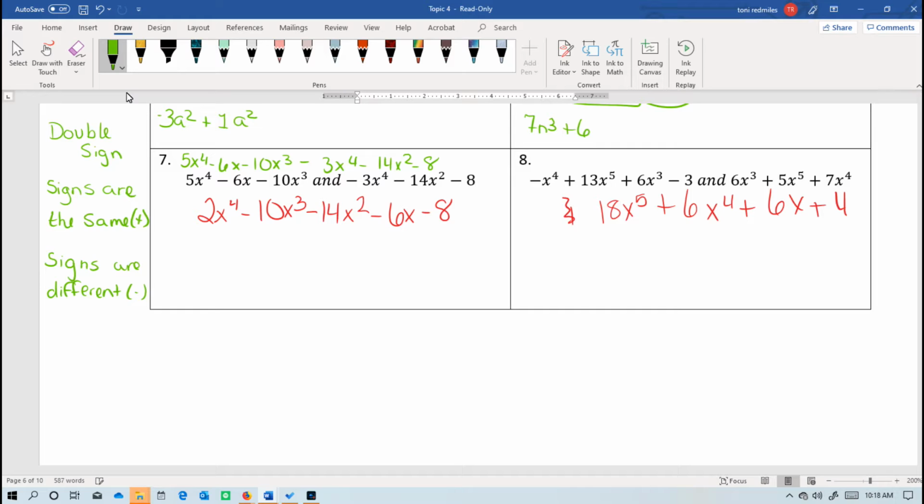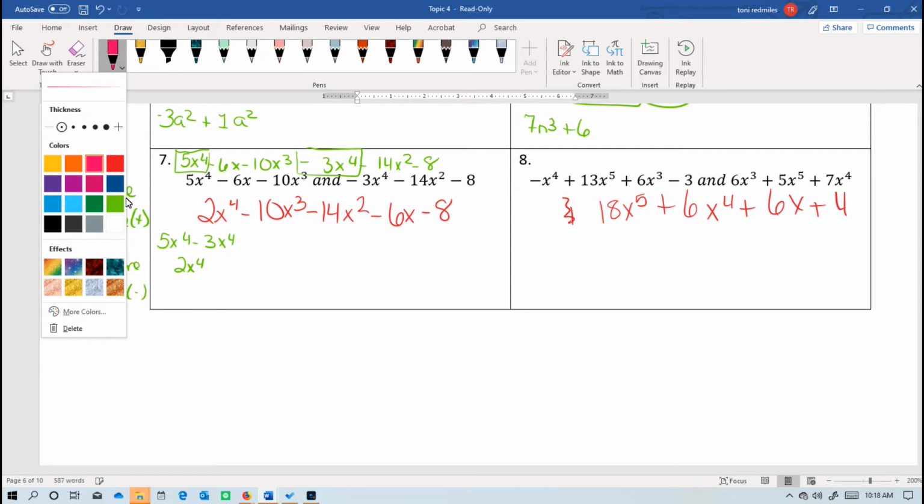All right, let's get these like terms together. So I'm going to do different colors this time, I think, because this one's kind of tricky. I have a lot of different degrees of power, but here are my fourths, okay? So I'm going to write them out. If I combine those coefficients, 5 minus 3, I'm going to get 2x to the fourth.